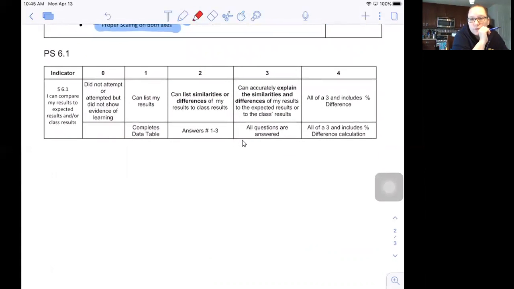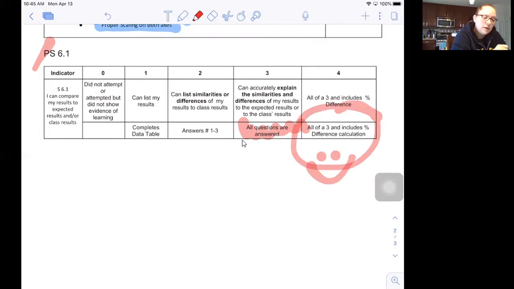is 6.1, okay? This one's a standard, not a power standard actually. So it's a smidge different, but it's pretty much still worth the same in Infinite Campus world. So anyway, there's going to be analysis questions based on the data that you collect. So you're going to have some data, just make sure you answer all the questions, okay? If you do the percent difference calculation as well, then you can get a 4, okay?